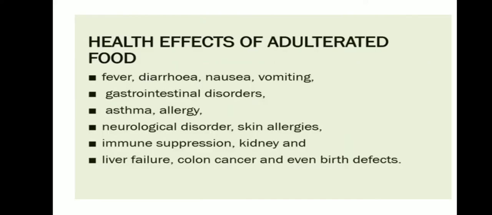The next, health effects of adulterated food. So if you consume adulterated food, what may happen? It leads to various diseases like fever, diarrhea, nausea. Nausea is giddiness, feeling like vomiting. And then gastrointestinal disorder, that is problems in the abdomen, stomach. And then asthma, allergy, neurological disorder, that is nervous disorder, skin allergies, immune suppression, that is immunity level reduces, kidney and liver failure, colon cancer and even birth defects. So these are the health effects if adulterated food is taken.